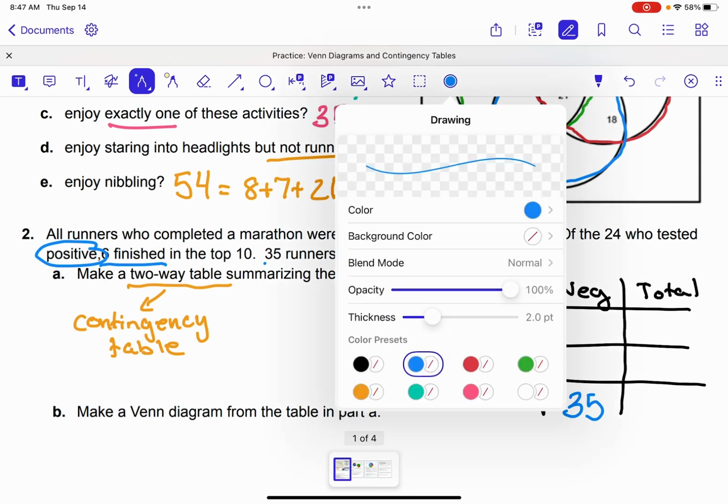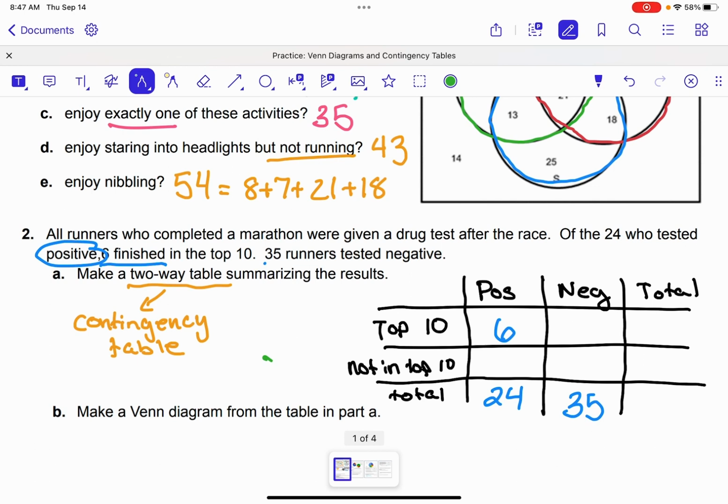But now we can go through, and I'm going to use a different color just so you can see this, and we can fill in the rest. So 24 plus 35 to get our total number of runners would be 59. And if it's top 10, I know there's 10 runners in the top 10. And if 6 tested positive, then 4 tested negative. I'm just using logic. 59 minus 10 would get me 49 who are not in the top 10. If this is 4, 35 minus 4 is 31. And 24 minus 6 is 18. And so I filled in the rest of my numbers based on what I saw.